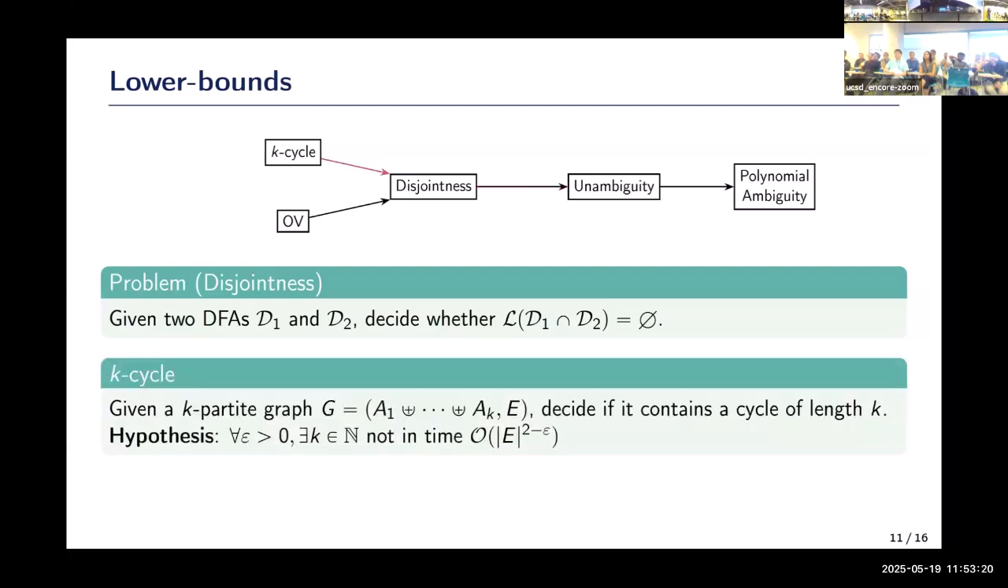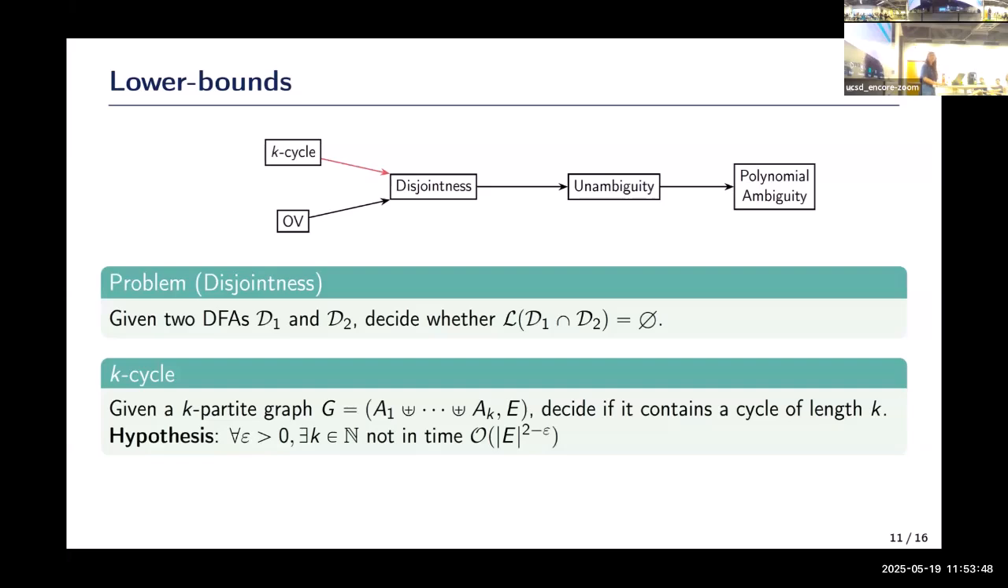Okay. So let me move on to this K-cycle lower bound and let me recall what the problem is. So given a graph, K-partite, with sets A1, A2 up to AK. And you want to decide if you have a cycle of length K. Basically, if you have a cycle from A1 to A2 to AK up to A1. And the hypothesis is that this cannot be solved in subquadratic time in the total number of edges.